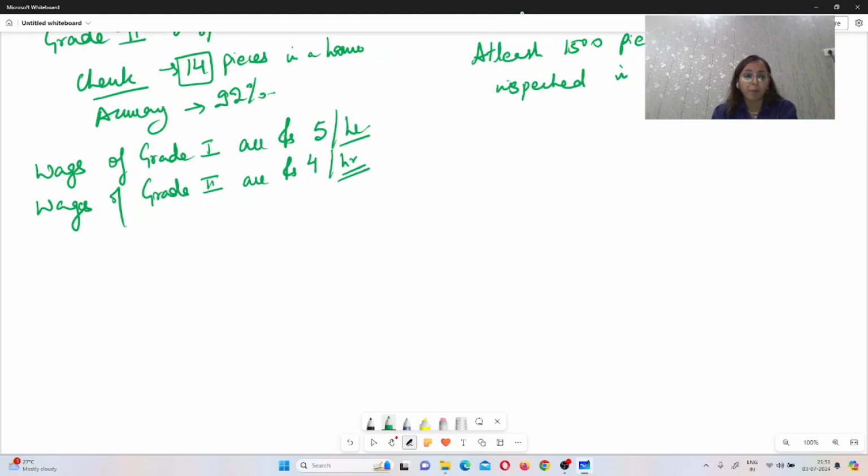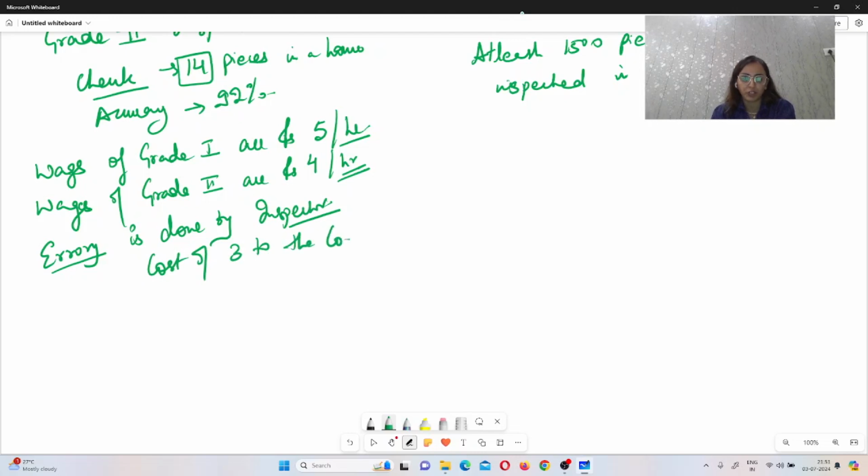And then there is the error. If any error is made by an inspector, and error will definitely be there, then it costs rupees 3 to the company. This is also the information given.